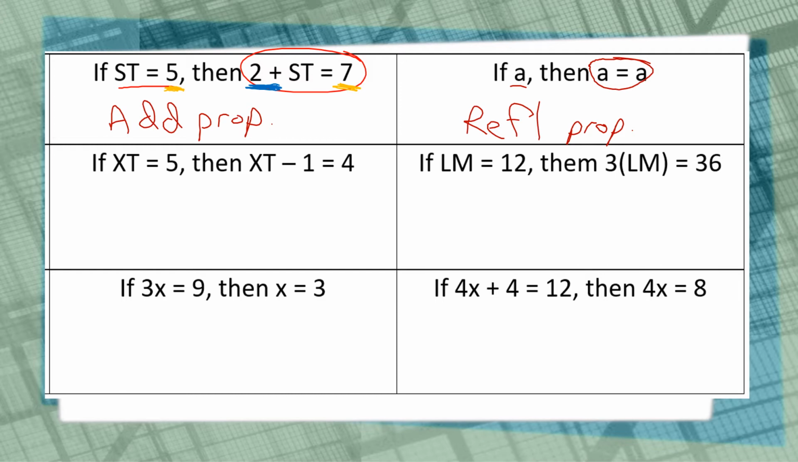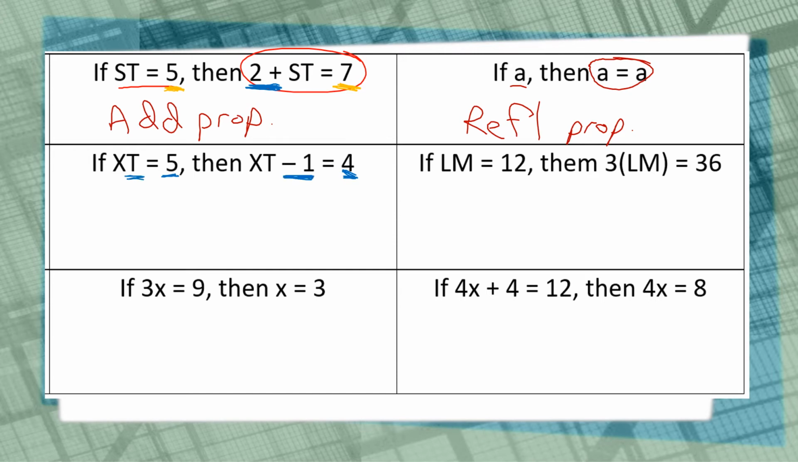Going to the next one on the left. If xt equals 5, then xt minus 1 equals 4. Again, hopefully you're starting to notice the tricks of this. Wait, how did I get from 5 to 4? Oh, I must have taken 1 away. Well, that's what's written here, minus 1.